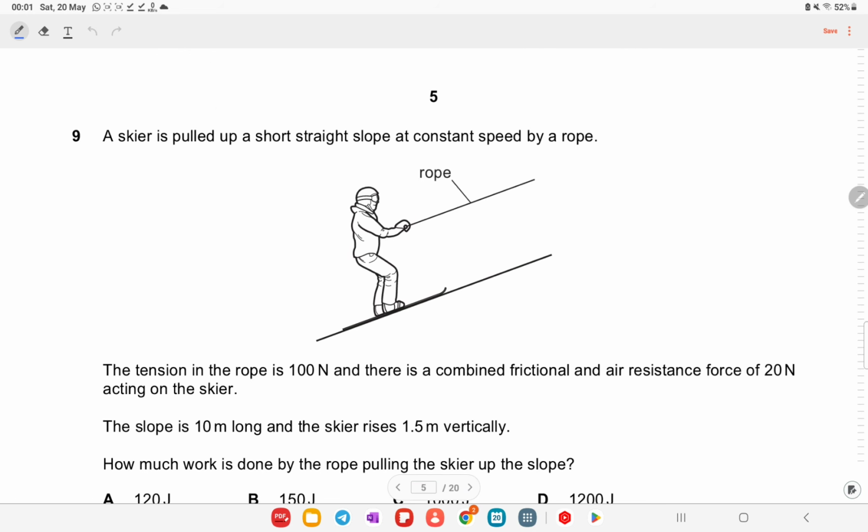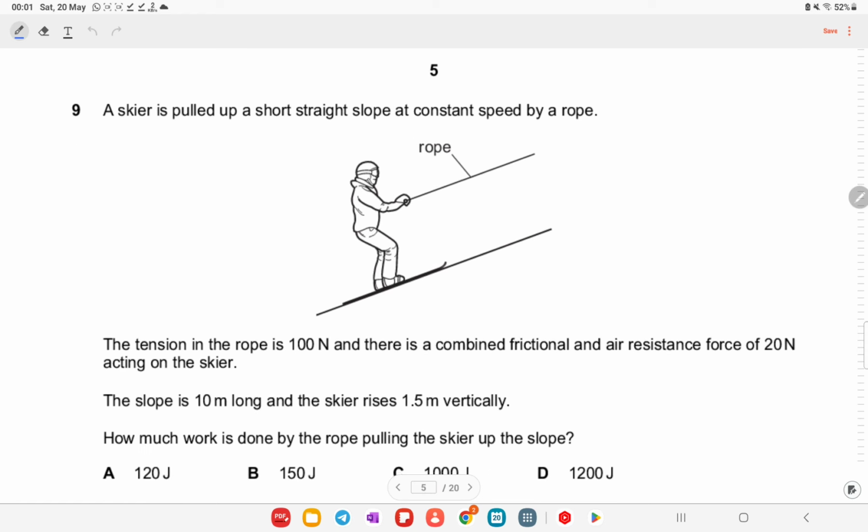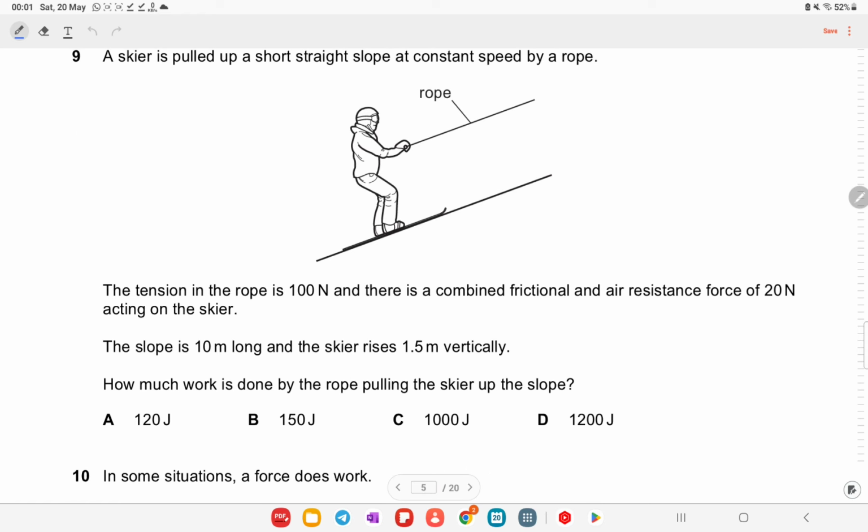A skier is pulled up a short straight slope at a constant speed by a rope. The tension in the rope is 100 newtons and there is a combined frictional and air resistance force of 20 newtons acting on the skier. The slope is 10 meters long and the skier rises 1.5 meters vertically. How much work is done by the rope pulling the skier?